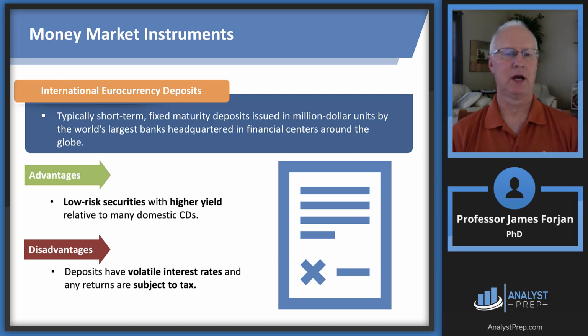These things are probably not insured. They're probably not even secured, so they have higher yields. But they have wide ranges of interest rates throughout the world. As you can imagine, different economies are going like this and like this. And then, of course, the income is taxable.